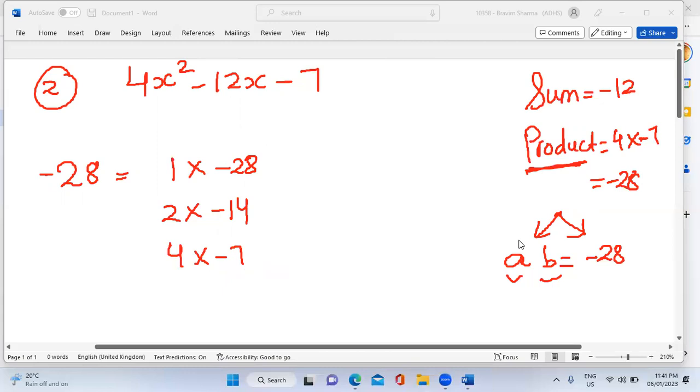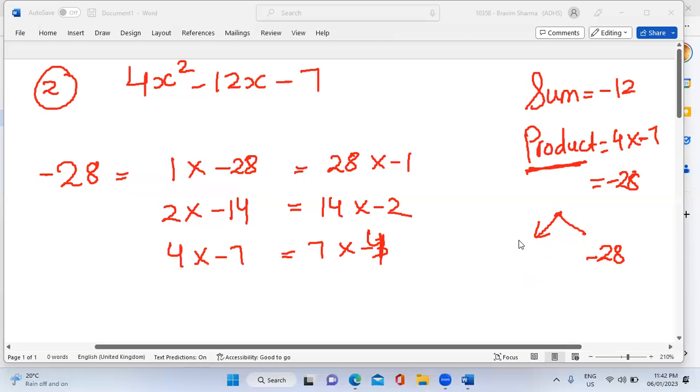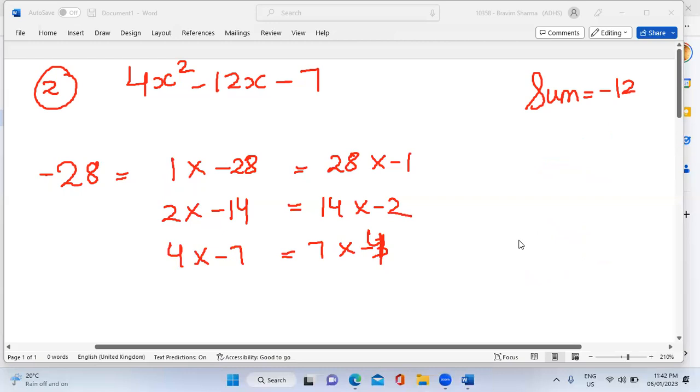You can write it like 28 times negative 1 also, 14 times negative 2 also, and 7 times negative 4 also, and we can decide that based on the sum value. Now, once I get the product as negative 28, I have the different options. Now I have to see which option is giving me a sum of negative 12.